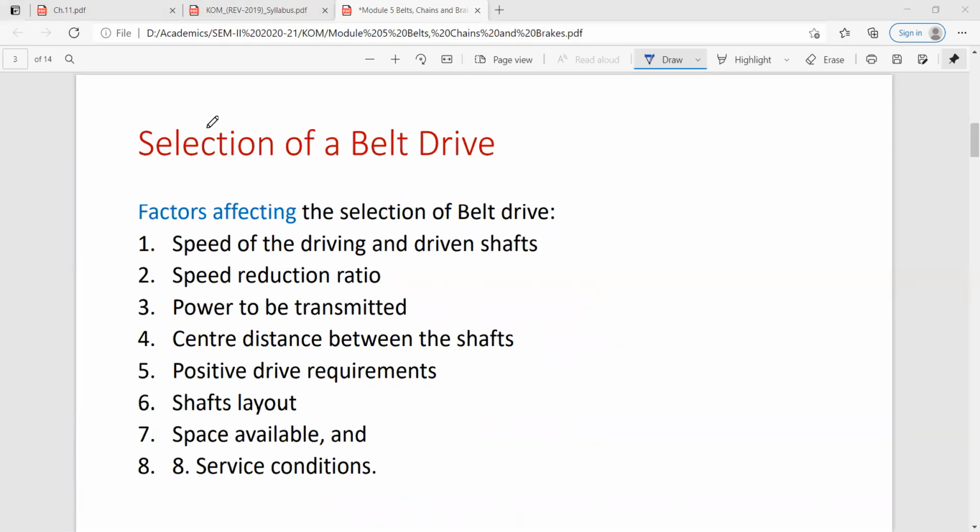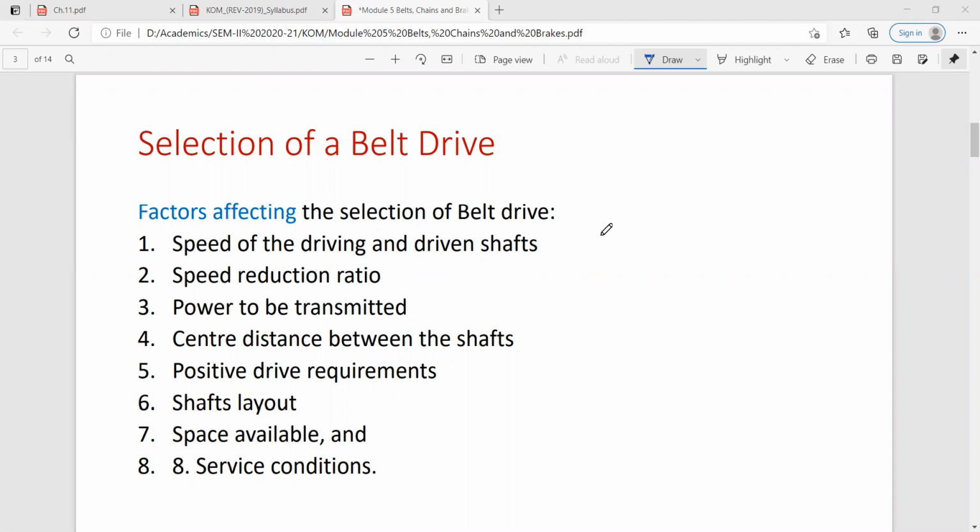Then, how will you select a belt drive? Different factors which affect the selection of a belt drive are, you can see, the speeds of the driving and driven shafts, what their speeds are. Then the speed reduction ratio. Okay, what is it?